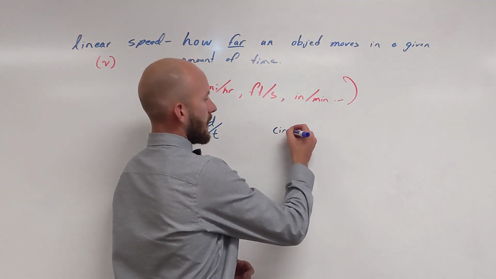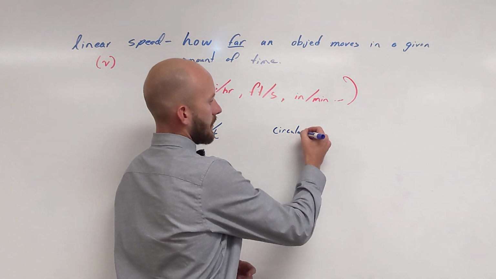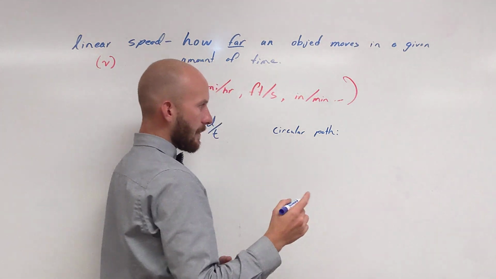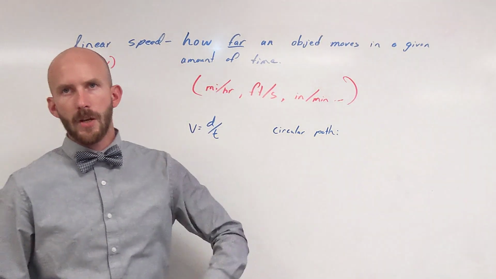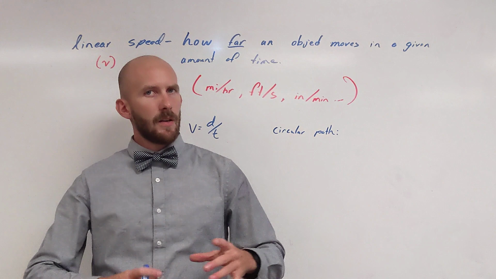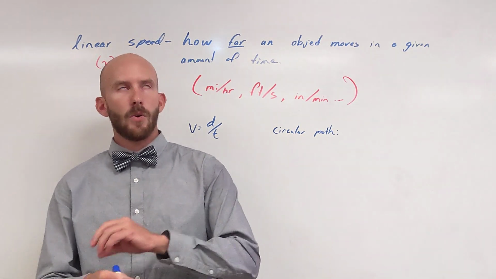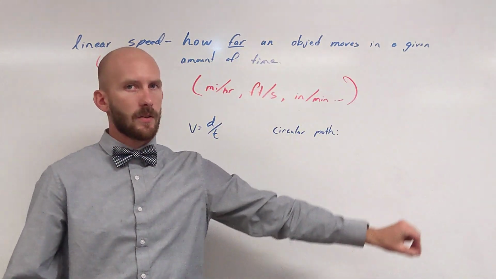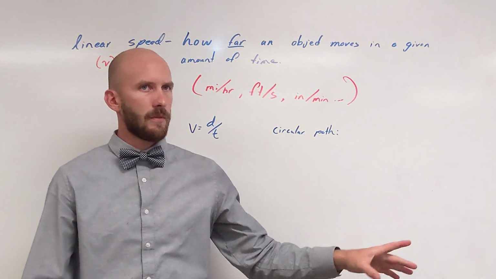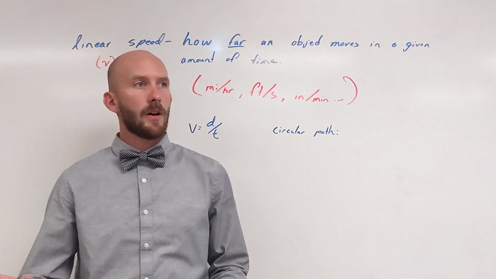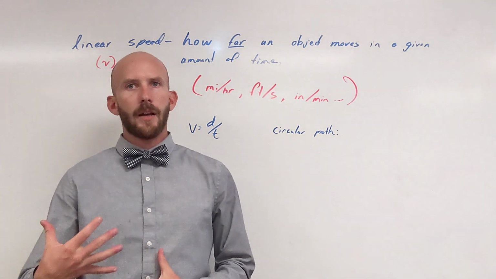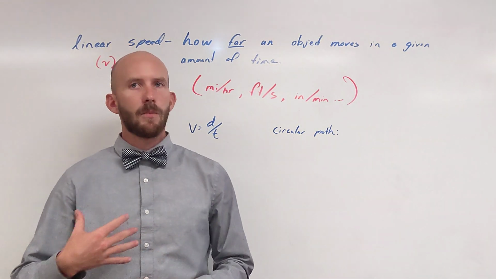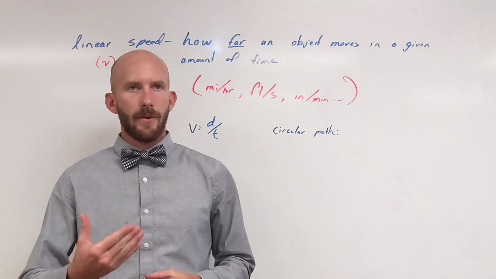Now, what we're going to talk about now is for a circular path, because we're going to be dealing with rotational motion. We're still going to be dealing with linear speed, so think about things like miles per hour, feet per second, but of an object that's on some type of rotating device. So imagine the speed of a person on a carousel or some type of amusement park ride. I don't know, something like that.